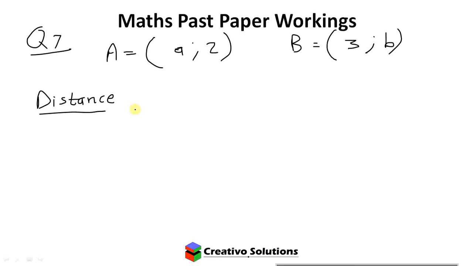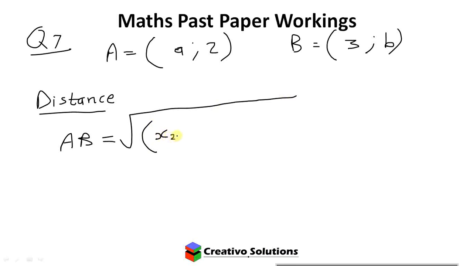Distance is a formula. So write down the formula first before writing down the answer. The formula from page 2 of the textbook: AB equals square root of brackets x2 minus x1, squared, plus brackets y2 minus y1, squared. That's the distance formula straight from the textbook, page number 2.